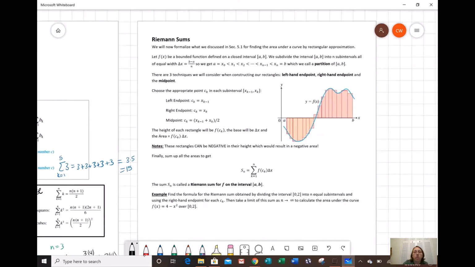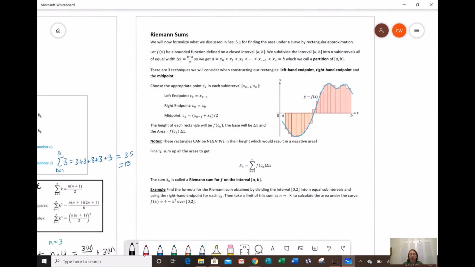Get to the next page. All right, so this is why we worked on the summations. It's because we need to do what's called Riemann sums. There is a lot of notation here. I would like to simplify this for you, and I will try.